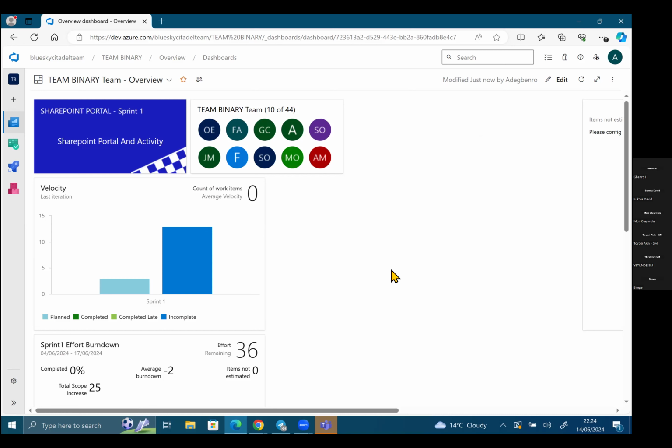Are you the only two Scrum Masters in your team? I don't know if Toyosi is online. Is Yesterday in Buki's team? I think Yesterday is in the other team.